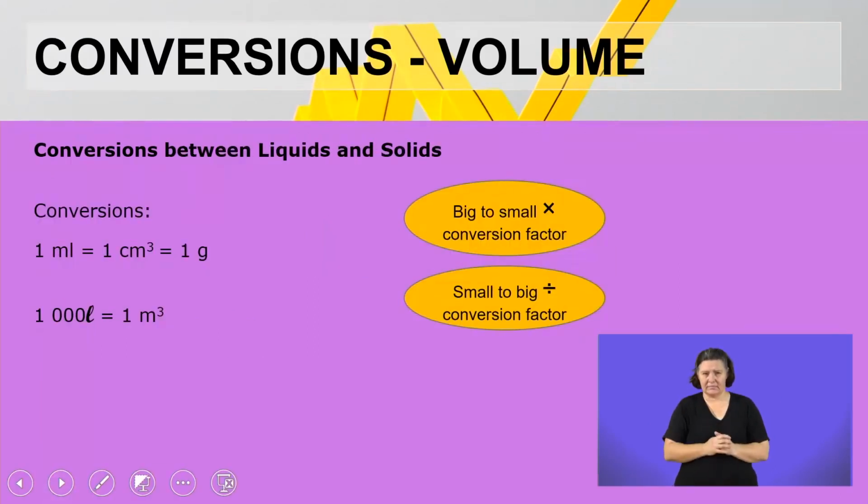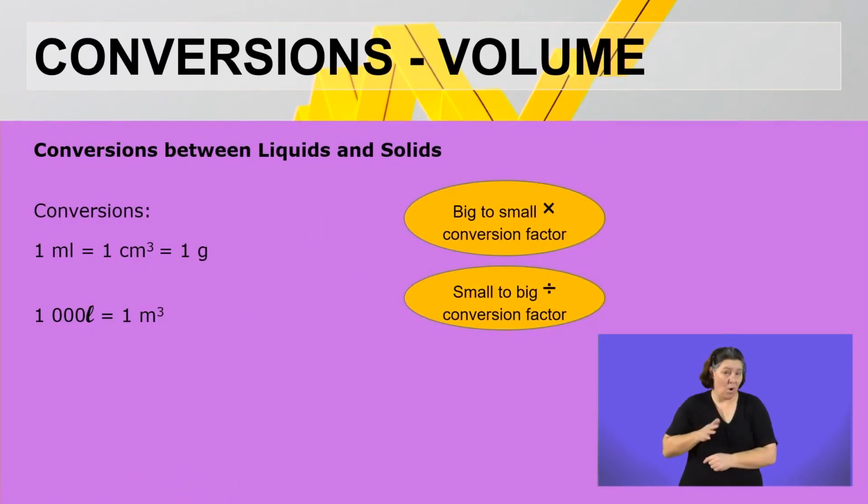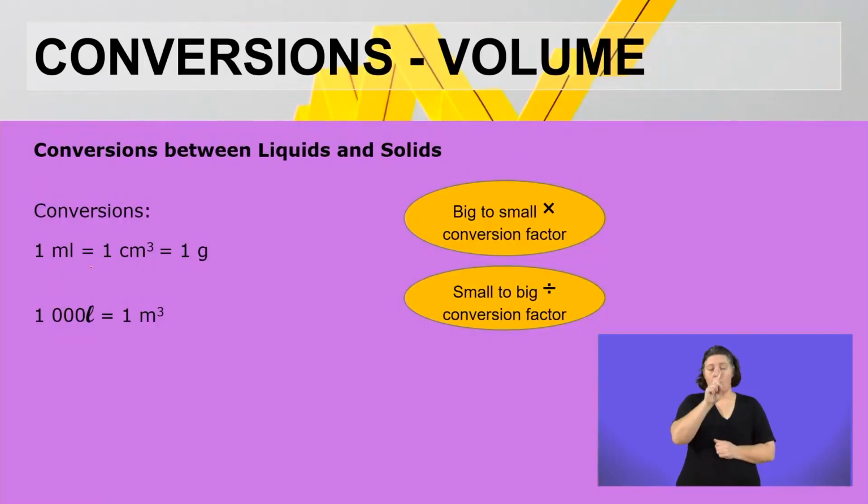Here are other things I want you to take note of as well. When we convert, and please note, you don't have to memorize this, when the examiners give you a sum that involves this, they have to include it. So 1 milliliter equals 1 cubic centimeter equals 1 gram. Also important, 1,000 liters equals 1 cubic meter.